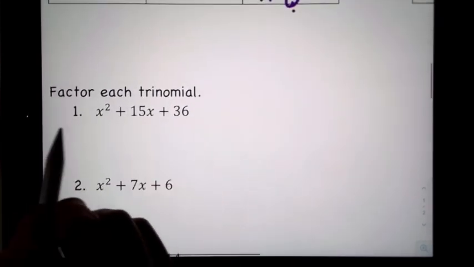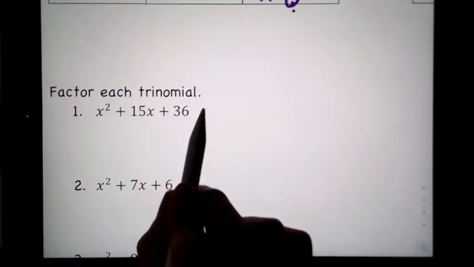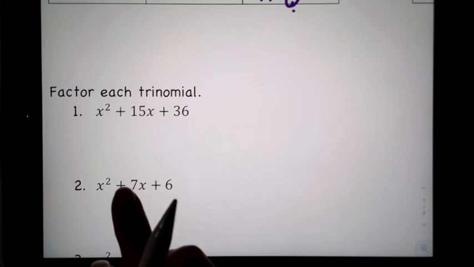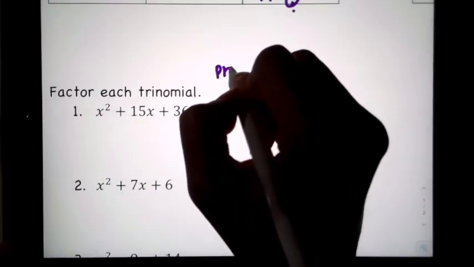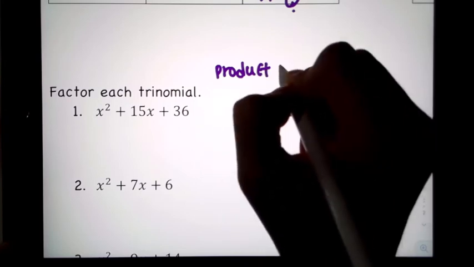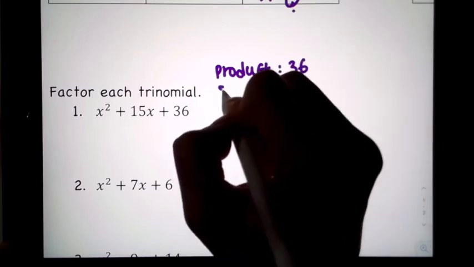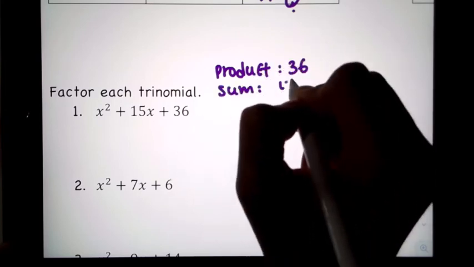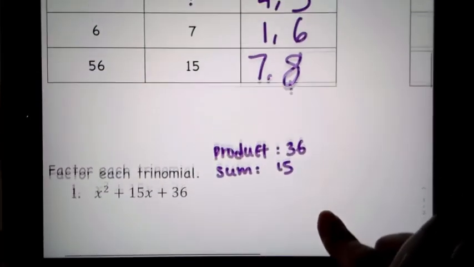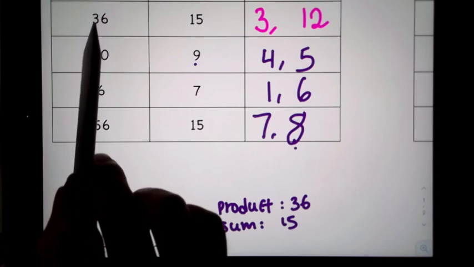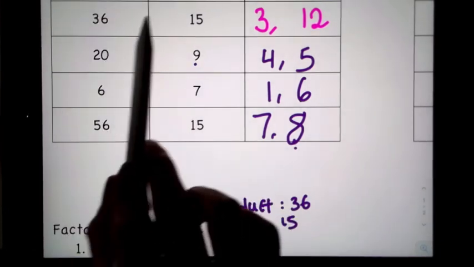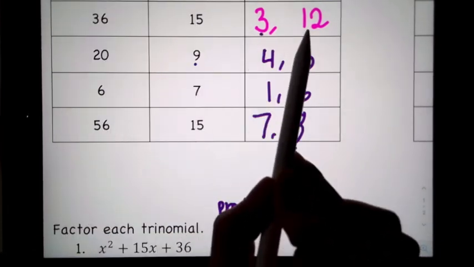So look at this, guys. Factor each trinomial. So always what we start with is C. So product is 36 and sum is 15. We are looking for this number. You know what? We did it already. I just used the same numbers. So product 36, sum 15, that was 3 and 12, right?